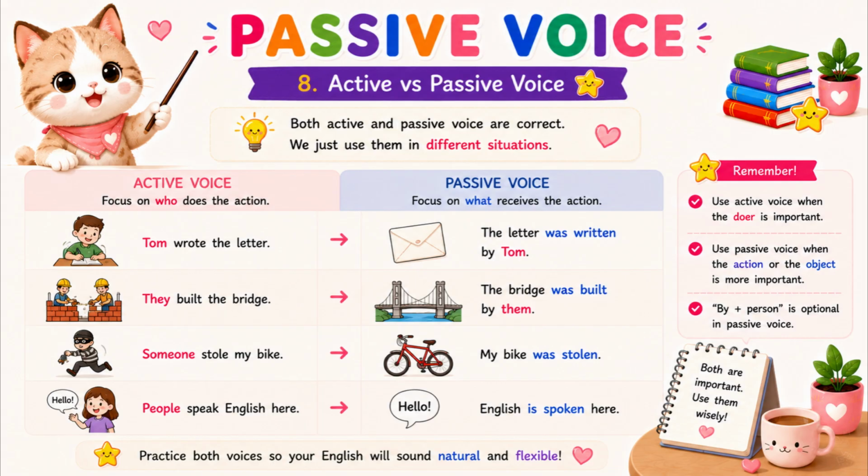Remember these important points. Use the active voice when the doer is important. Use the passive voice when the action or the object is more important. And remember, by plus the person is optional in passive voice. Finally, practice both voices so your English will sound natural and flexible.